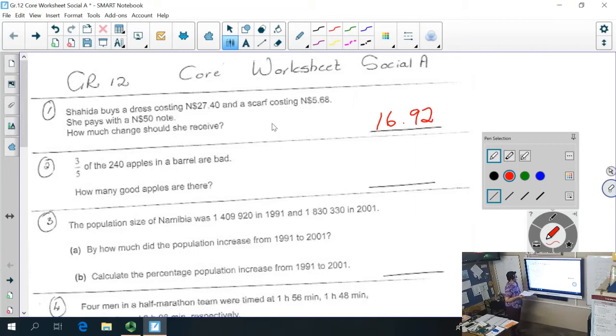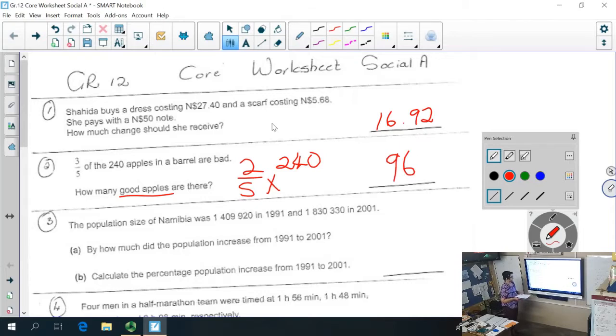3/5 of the 240 apples in a barrel are bad. How many good apples are there? So you can calculate the bad ones and subtract it, or we can calculate the good ones, which will be 2/5 of that 240. We can do it like that. So how many good ones are there? Well, yeah, 96.